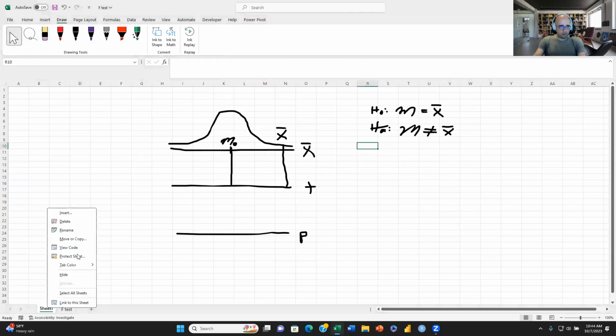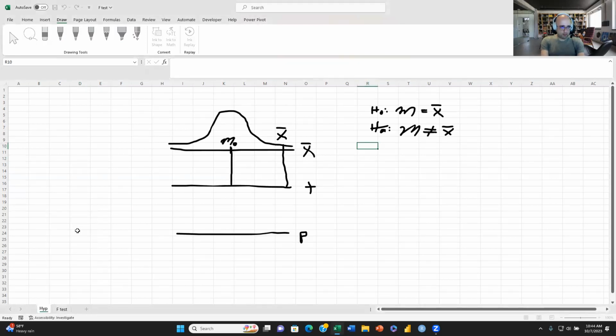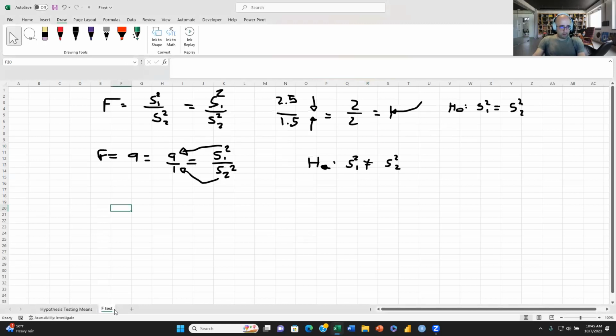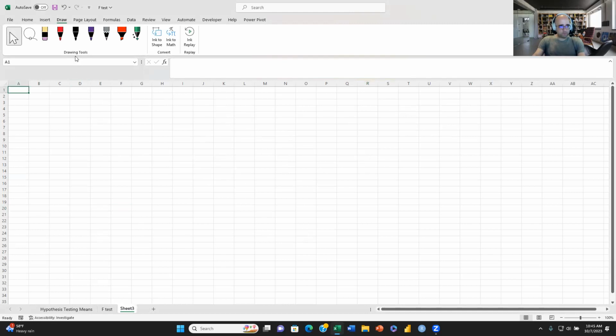Now let me just put some labeling on this tab. This is hypothesis testing means. This is the F-test. Now, what I want you to think about is that this plays into regression. Regression in its simplest form is just a dependent variable and an independent variable. Let's just say you have a relationship between your IV and your DV.